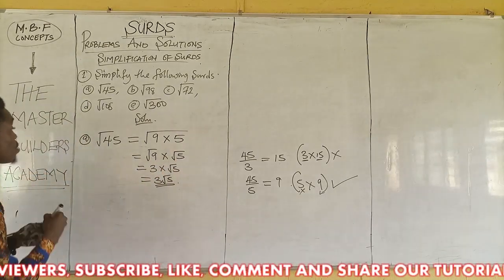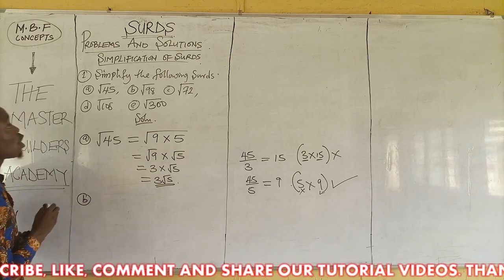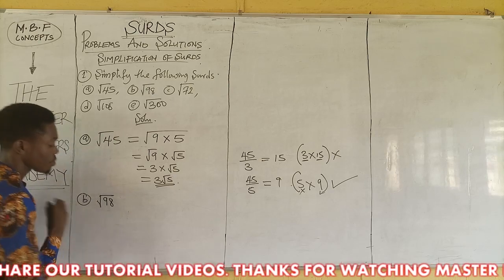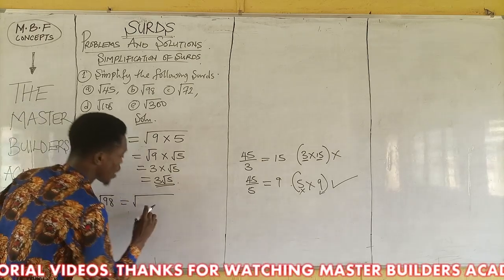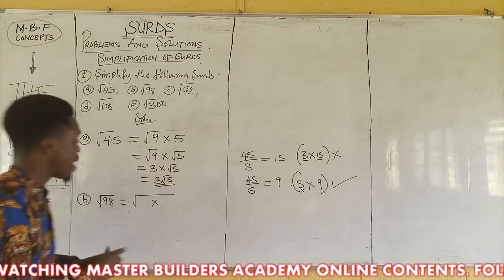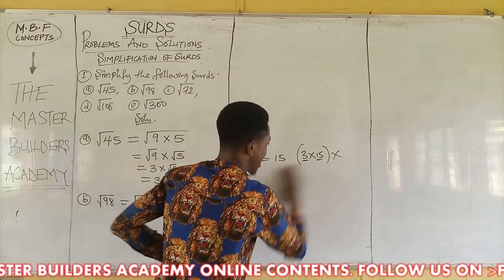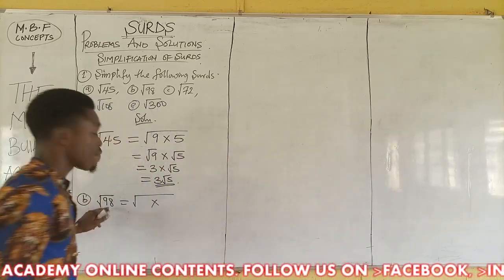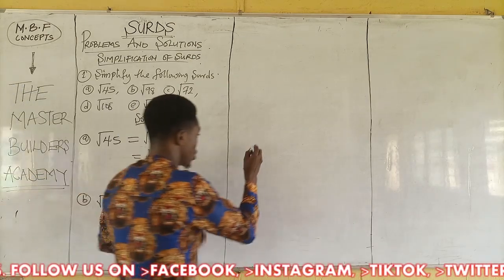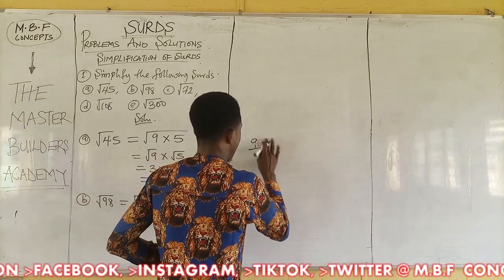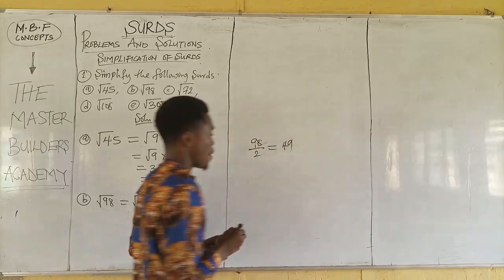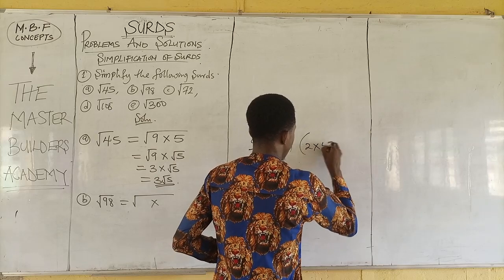Now let's solve the next question. Number B. Number 2. We have root of 98. So we are going to be looking for the product of two numbers. So now, which two numbers will give us this? The easiest way to get the two factors of 98 is to start dividing by the least number, which is 2. So if I divide 98 by 2, I'm going to have 49. So this is 2 times 49.